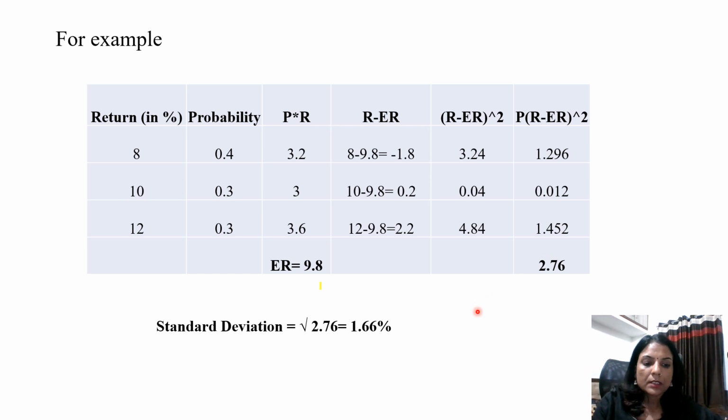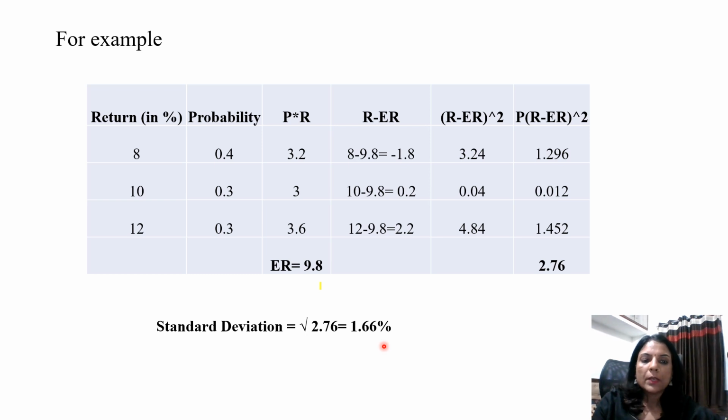Now I have discussed the formula of standard deviation. The standard deviation formula is the root of the summation of P into (R minus ER) squared. This value we got is 2.76. So the standard deviation will be the root of 2.76. So 1.66% we got as the standard deviation, or the risk.